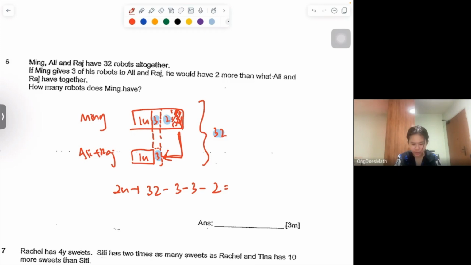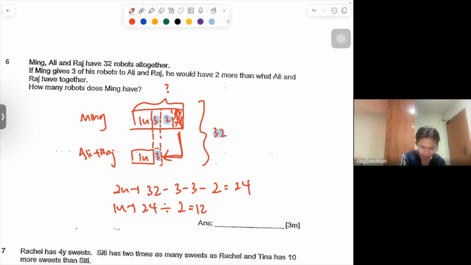And that should give you 24. So 2 units is 24. 1 unit will just be 24 divided by 2, which is 12. So 1 unit is 12. How many robots did Ming have? So Ming initially had this amount at first, right? So that's 1 unit plus 3 plus 2 plus 3. So 1 unit, which is 12, plus 3 plus 2 plus 3, which is 20. So answer is 20.